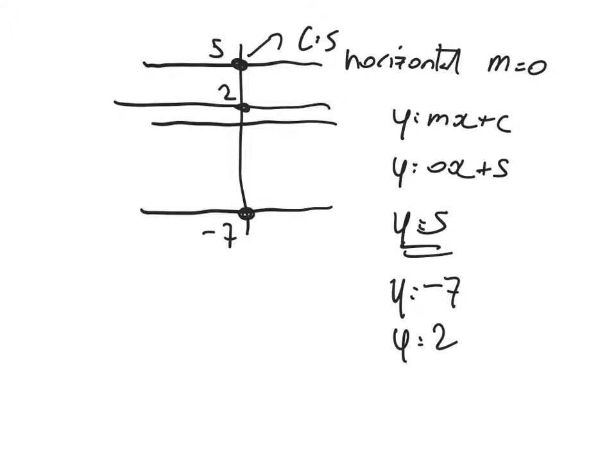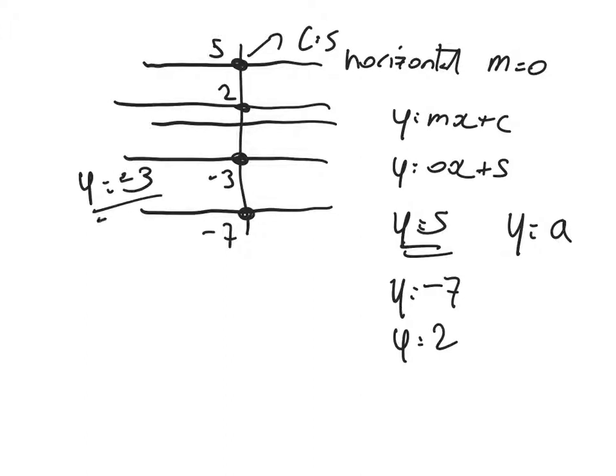Generally speaking then, we can say that horizontal lines have the equation y equals a, where a is given by the y-intercept. So here's another one which would be a horizontal line passing through minus 3 on the y-axis, and that would be y equals minus 3.